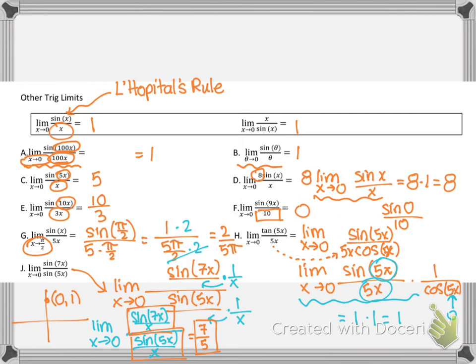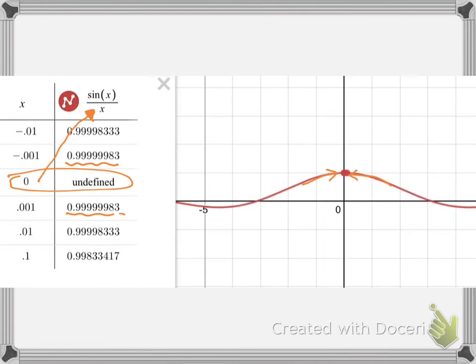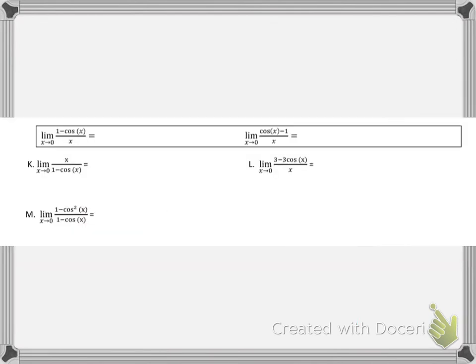So these are some limits of trig functions. A similar one is this 1 minus cosine x over x. Again, I can't plug in a 0. That would make it undefined. We can't use squeeze theorem for this, but we will use L'Hopital's rule to show this later in the year. We just don't know it yet.